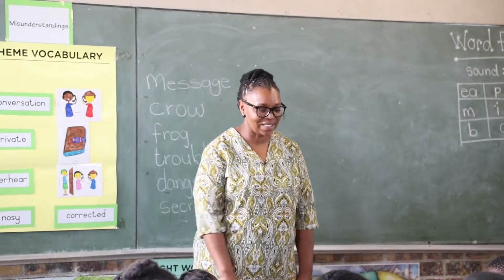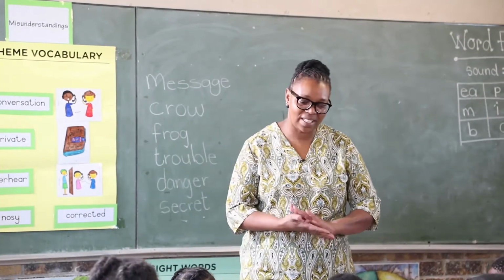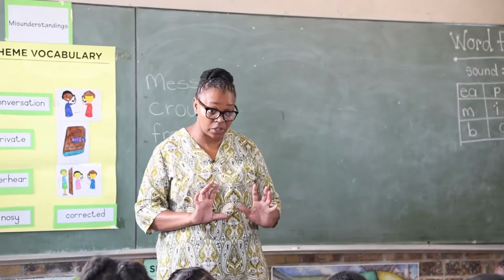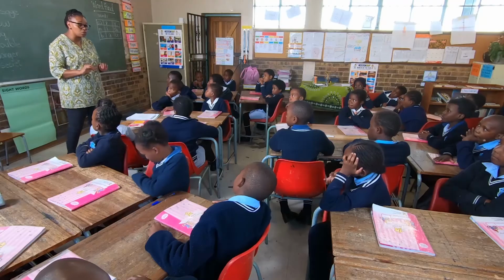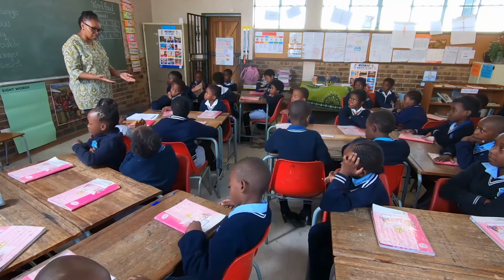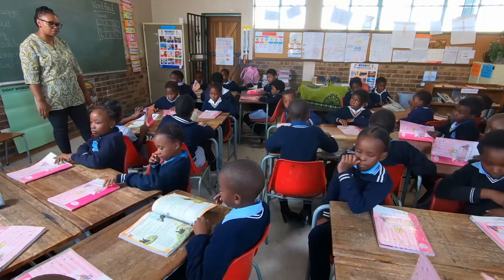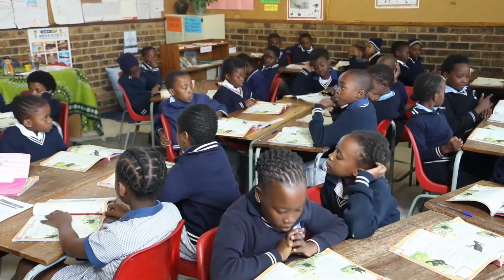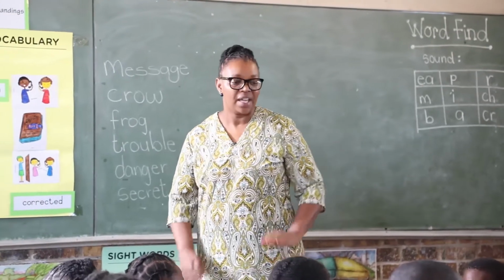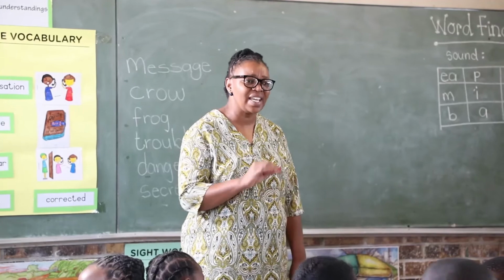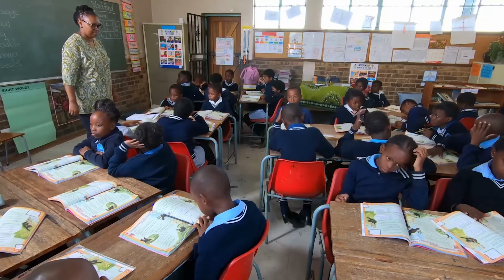Okay, boys and girls, yesterday we looked at our story in the DBE workbook and we did a prediction on the story. So today we are going to do our first read. Now I want all of you to open your DBE workbooks on page 104. All of you, please open on 104. Good. Now, I want you to read the story silently.